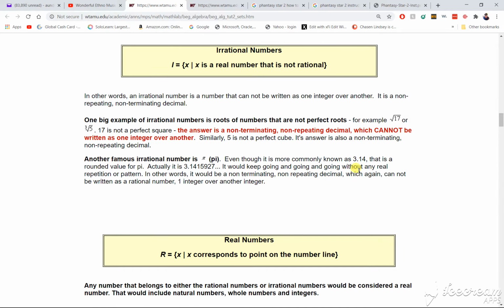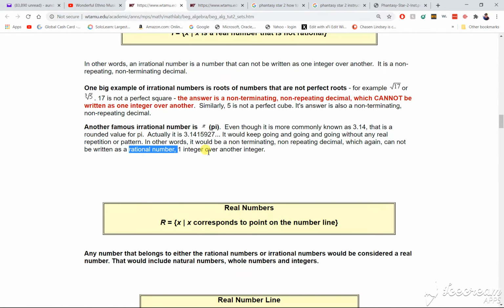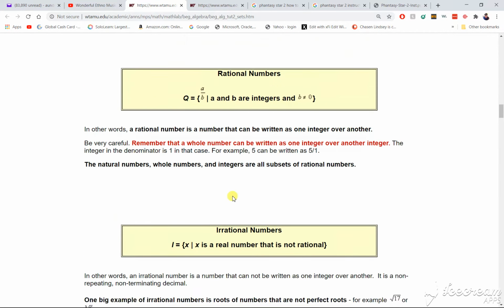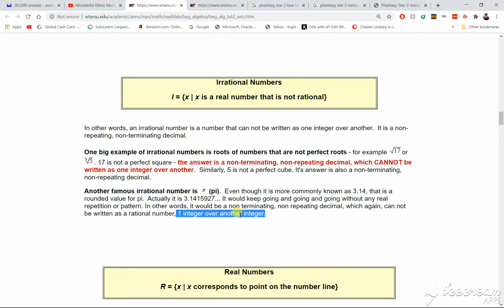Non-repeating decimal, which again cannot be written as a rational number, one integer over another integer.